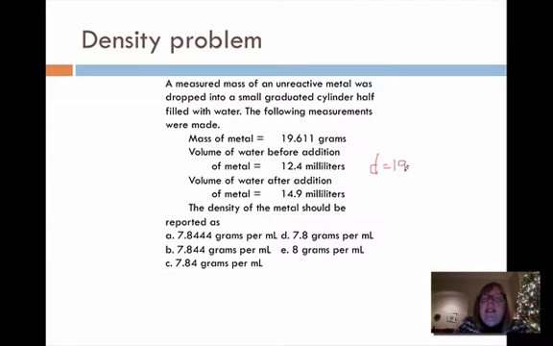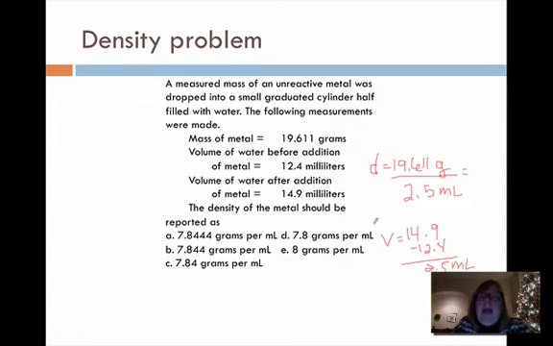The density is 19.611 grams. But what is our volume of our metal? Well, the volume of the metal is the amount of water that was displaced. And so the volume is 14.9 minus 12.4. It's 2.5 milliliters. So see, this volume went up by 2.5 milliliters. That means the volume of the metal was 2.5 milliliters. Now, when we do this math, and this is 2 sig figs here, and this is 5, so this is a division problem. We're going to have to report our answer to 2 sig figs.